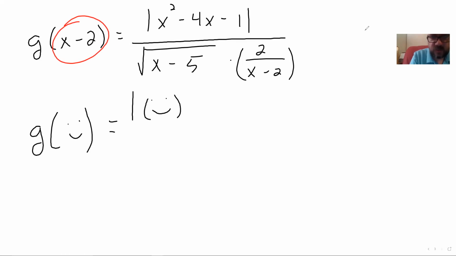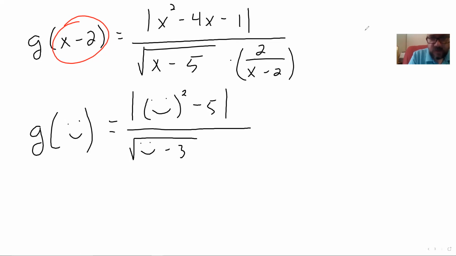So I got smiley face squared minus 5. I like the parentheses. It makes it look like he has cheeks. Over the square root of smiley face minus 3 times 2 over smiley face. There we go. Now he looks like a little train conductor. He's got a hat. Yeah, that's it. That's really all there is to it.